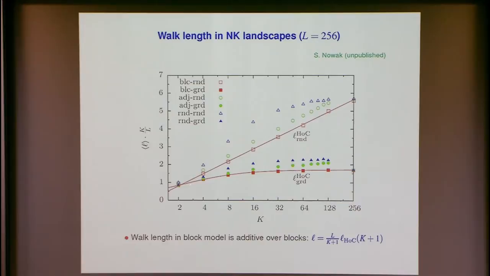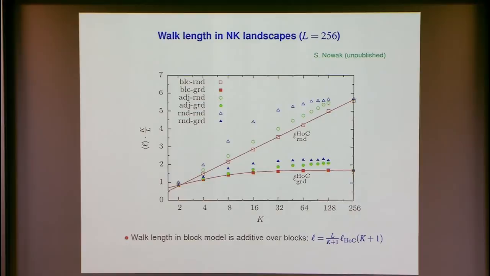the architecture matters a little bit, and in the randomly connected NK model, the walks are typically a bit longer than in the block model. But again, the difference is not dramatic.